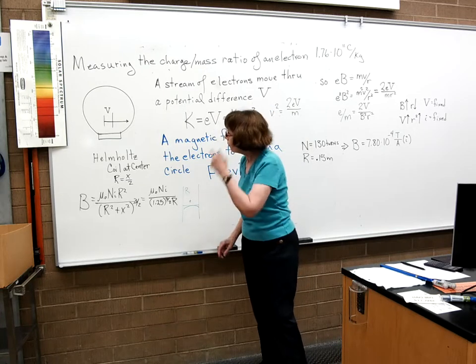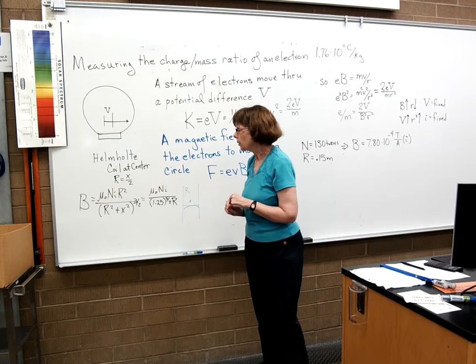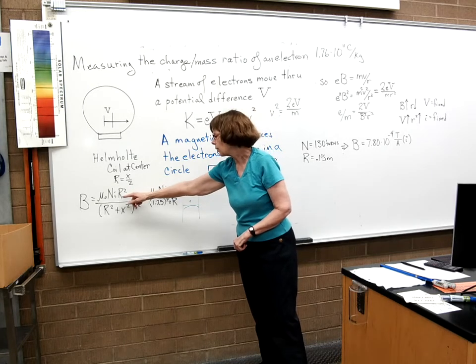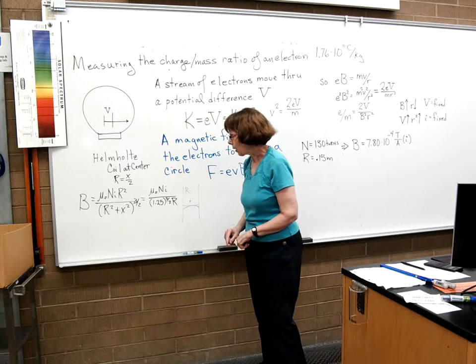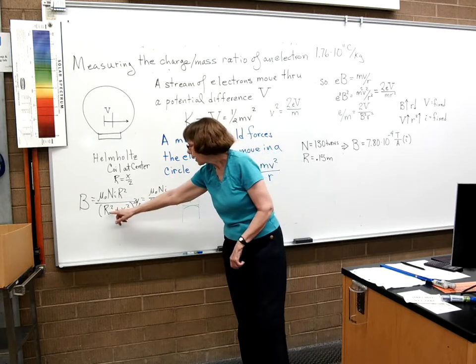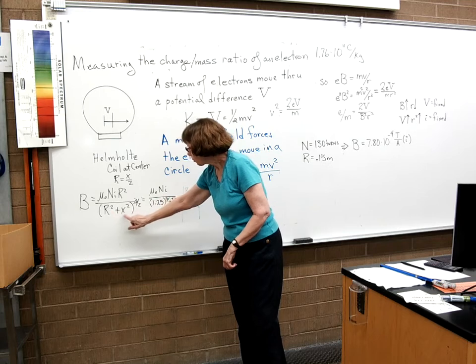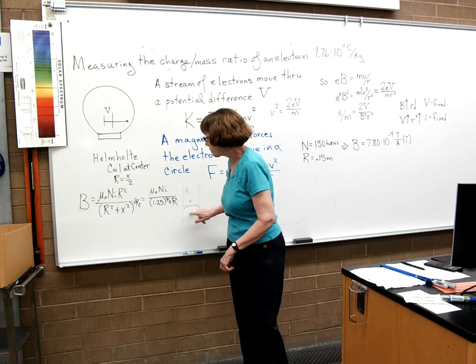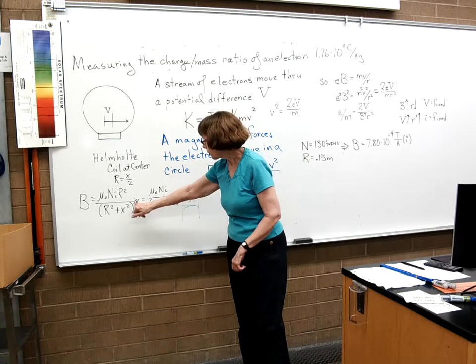So the magnetic field is a function of the permeability of free space times the number of turns times the current times the radius squared divided by the radius squared plus x squared, the distance wherever you happen to be between, raised to the 3/2 power.